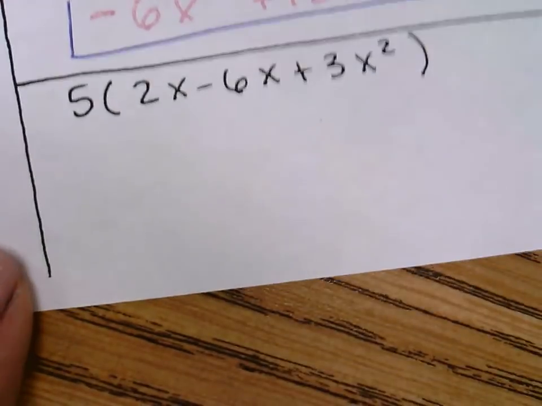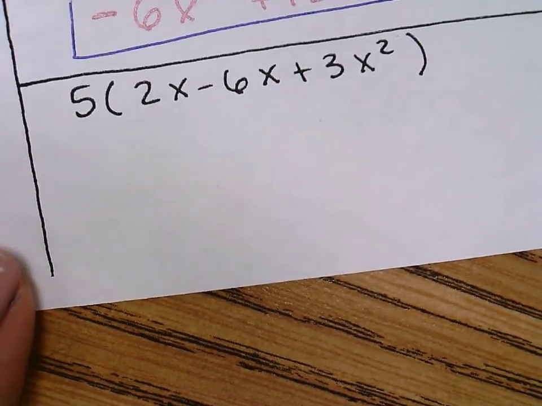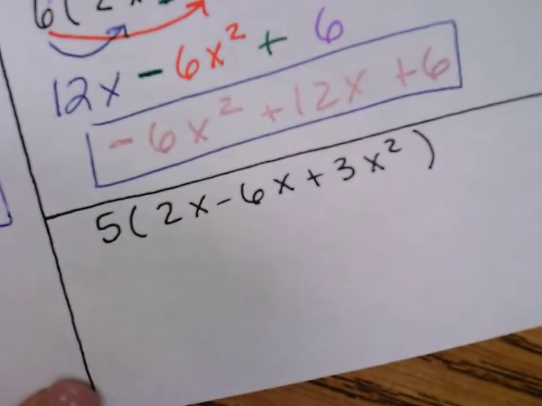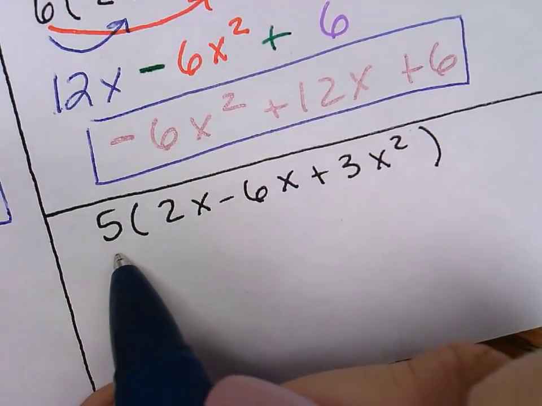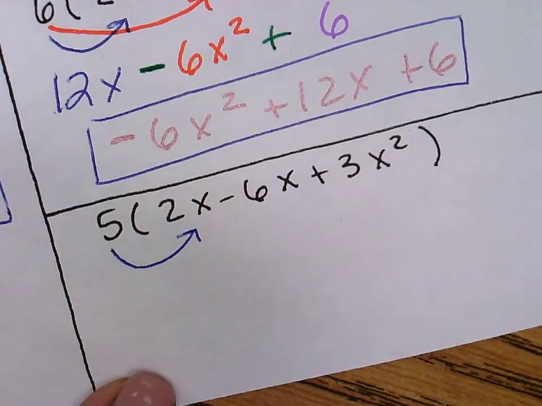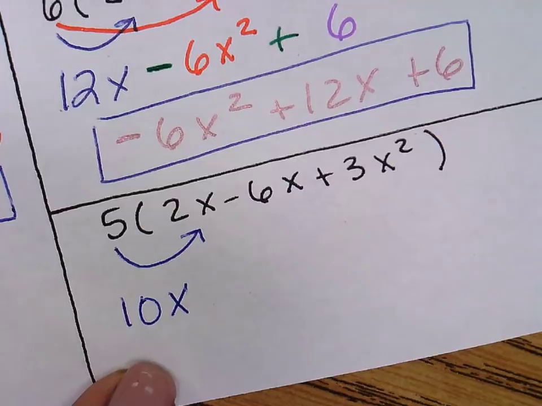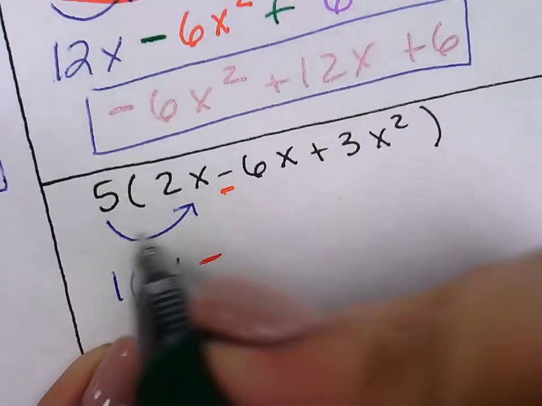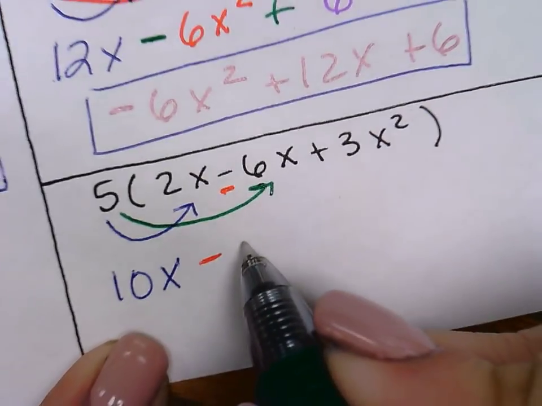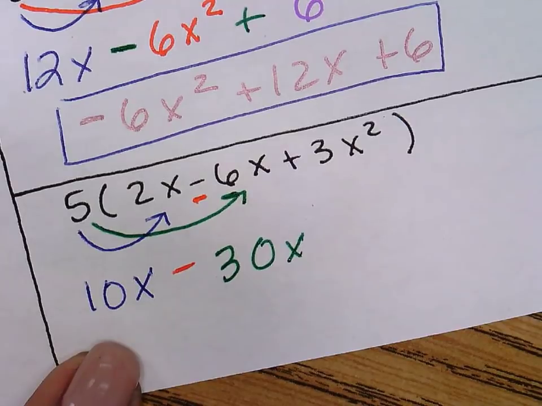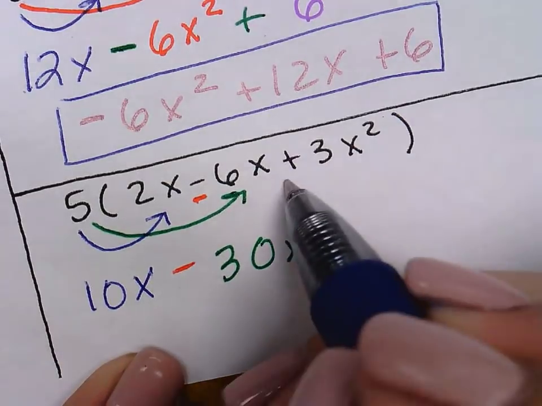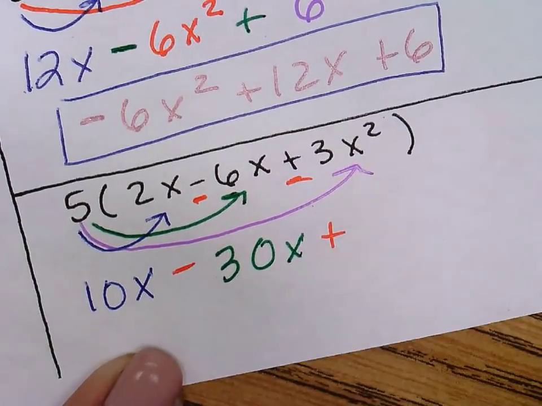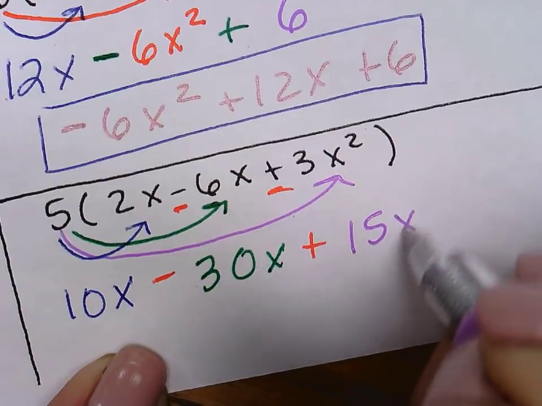I'm going to work this one out, but see if you can just pause the video and try it on your own. If you still need to follow along with me, then go ahead. You do 5 times 2x, 10x, bring down your symbol, 5 times 6x is 30x, bring down your symbol, and 5 times 3x squared is 15x squared.